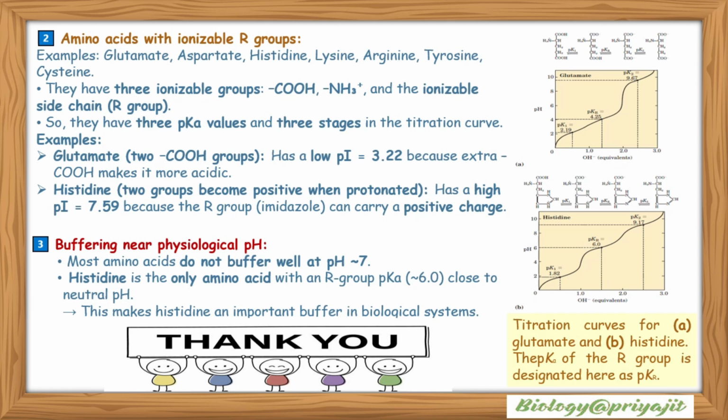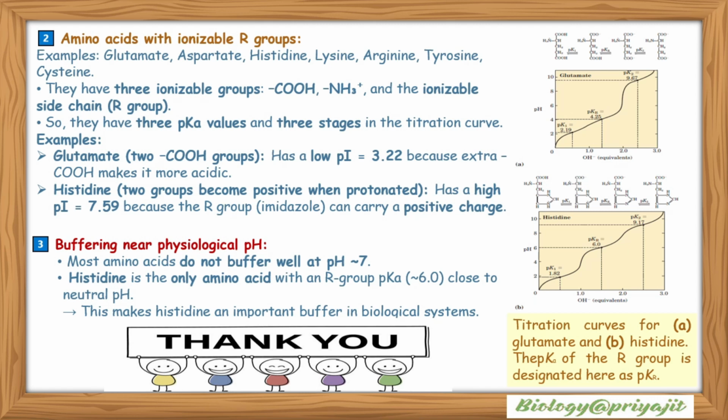Buffering near physiological pH. We know most amino acids do not buffer well at pH 7. So histidine is the only amino acid with an R group whose pKa is close to neutral pH. This makes histidine an important buffer in biological systems.